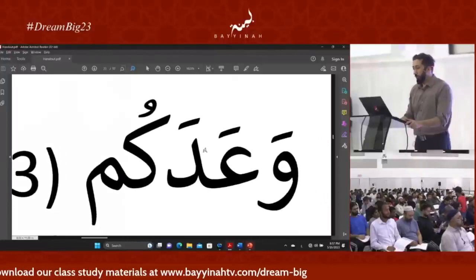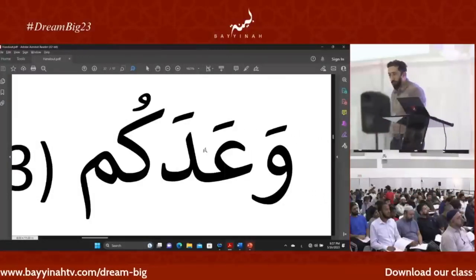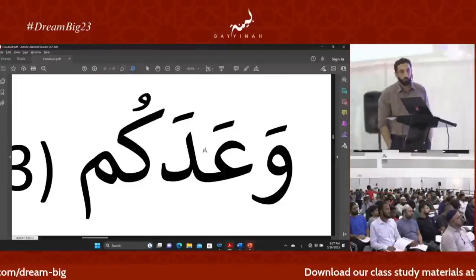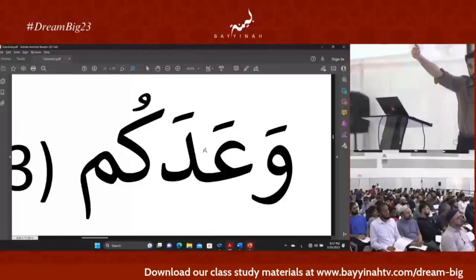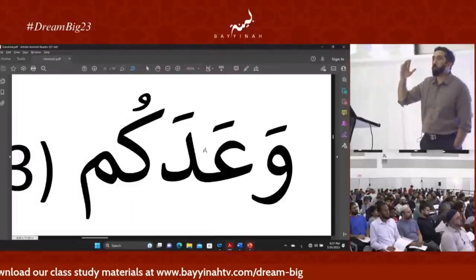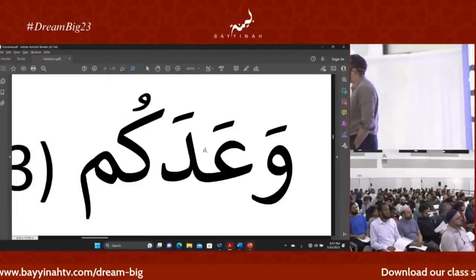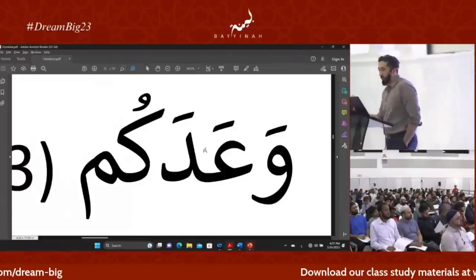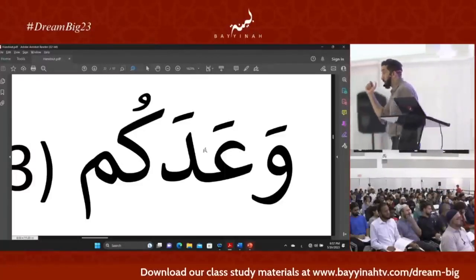Wa'adakum. I don't know if there's a pronoun or not. Is there? Where? Kum comes from antum, meaning you all. Wa'ada is a fi'il. You don't know fi'il yet. Wa'ada means he promised. What does the whole thing mean? He promised who? No, not them. Not them. This is why going back to the original is so important.